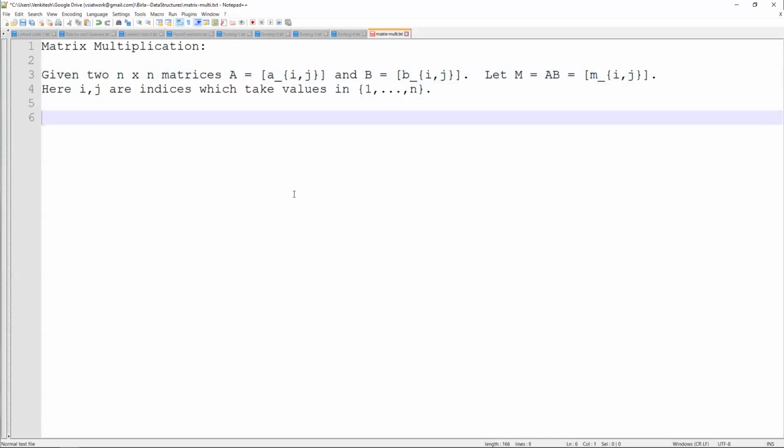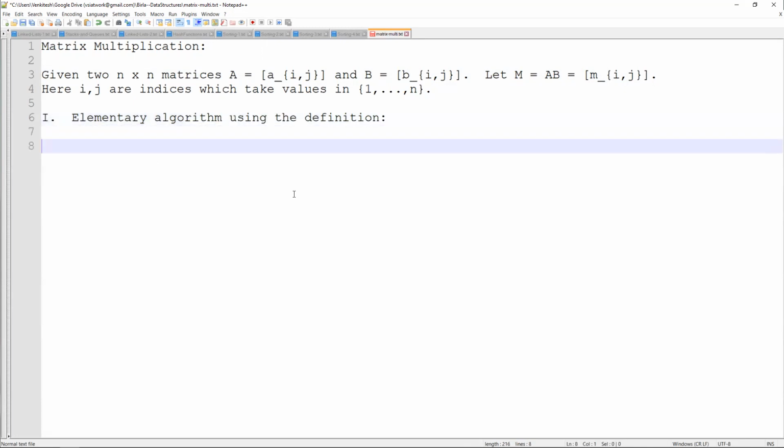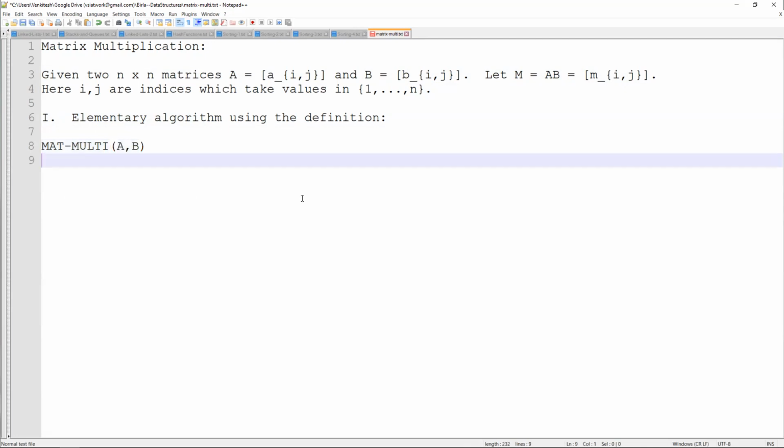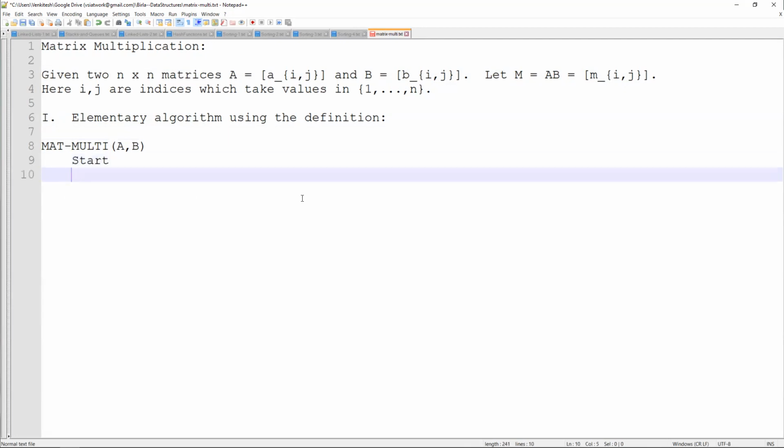So the first is a very elementary algorithm, right? The first is an elementary algorithm using the definition. What is that? Let's call this, I think we called this matrix multiplication in the lecture. So the inputs are the two matrices, right?